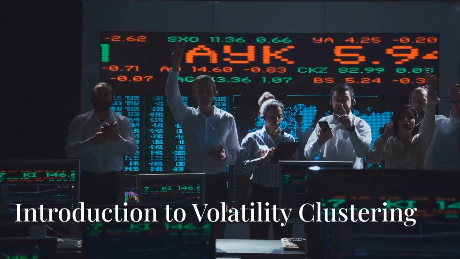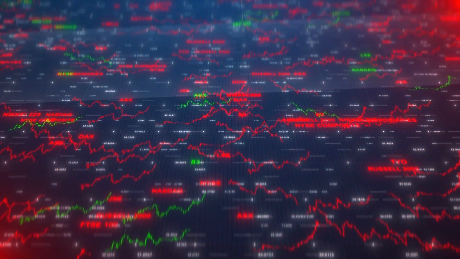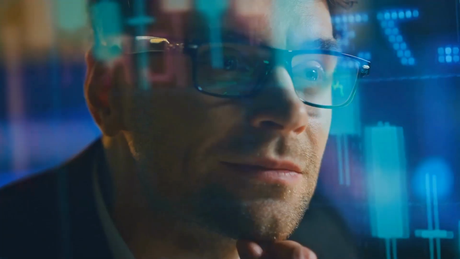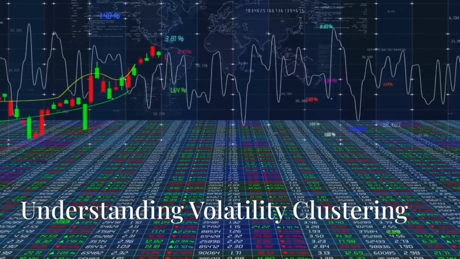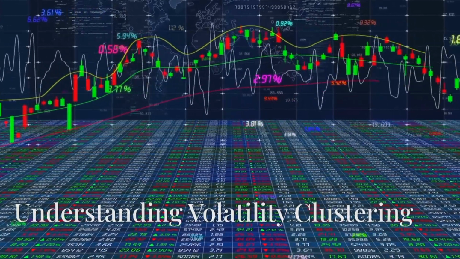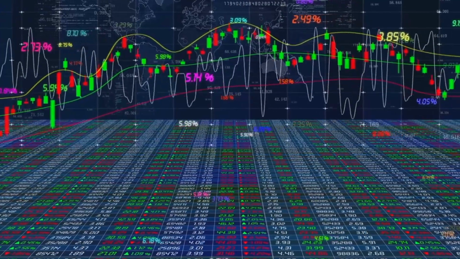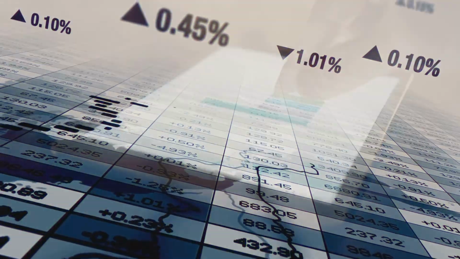Ever feel like the stock market has mood swings? One minute it's soaring, the next it's plummeting. Like it can't make up its mind. Exactly. That's the heart of what we're diving into today: volatility clustering. Okay, so let's break it down. When we say volatility clustering, what are we really talking about? Paint a picture for us.